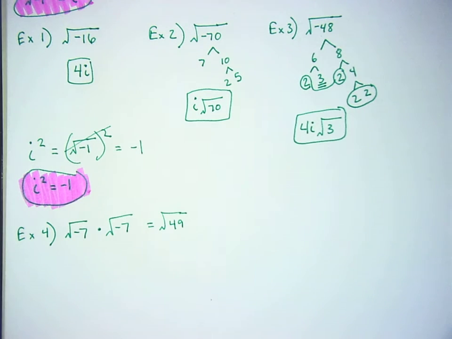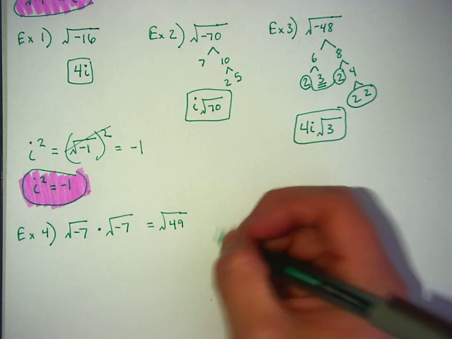So what's the answer to this problem? 7. Yep. And you can go back to a -7 if you were doing something like solving for an x, because it could be 7 or -7.